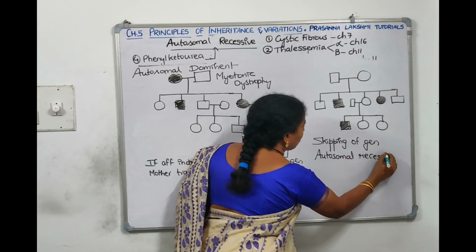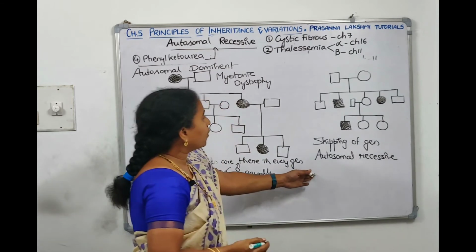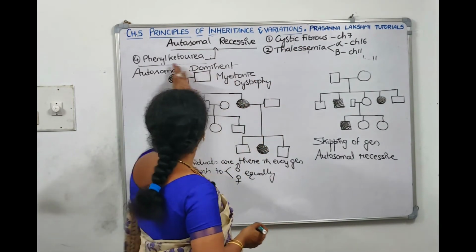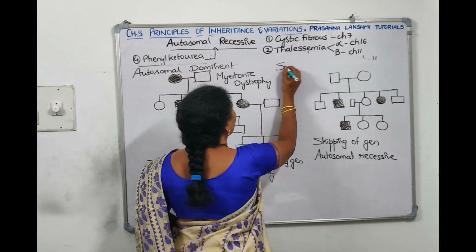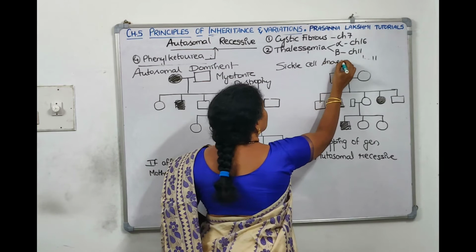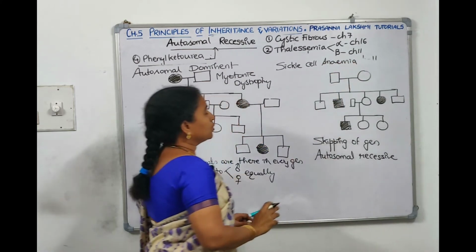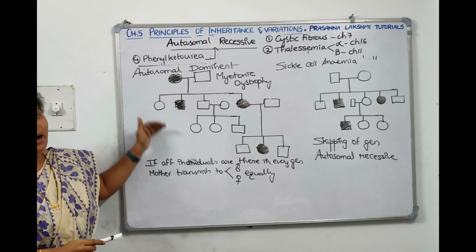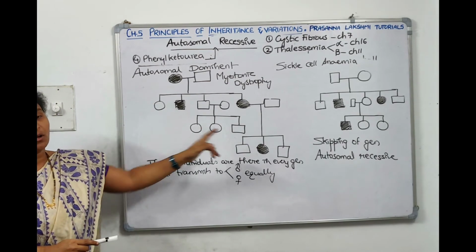This pedigree is autosomal recessive. Examples for autosomal recessive can be a cystic fibrosis pedigree, a thalassemic pedigree, a phenylketonuria pedigree, or a sickle cell anemia pedigree. So I think now you have clarity on how to identify whether a given pedigree is autosomal dominant or autosomal recessive.